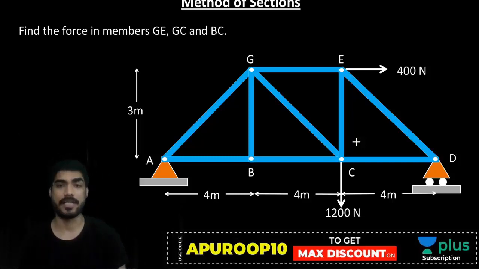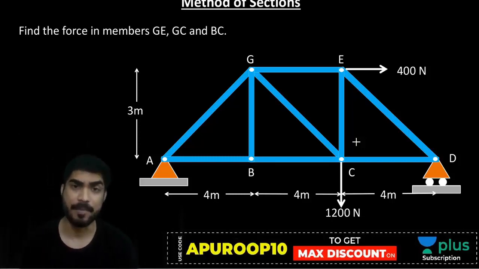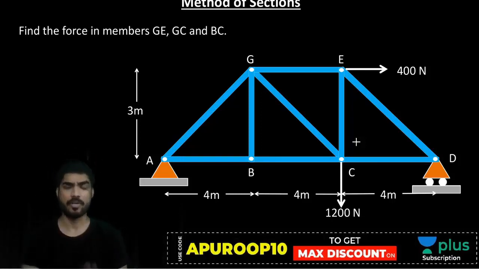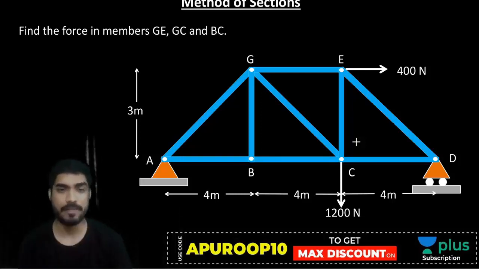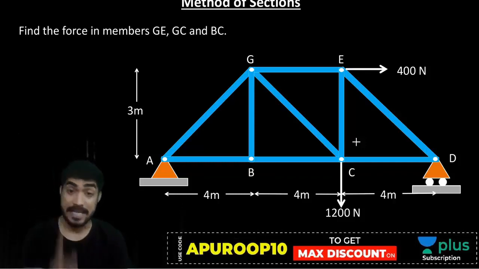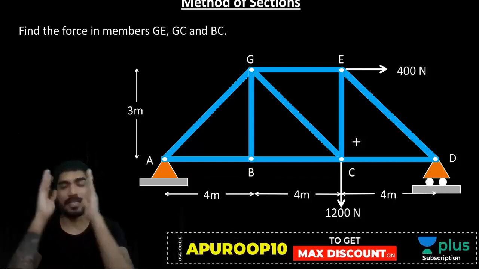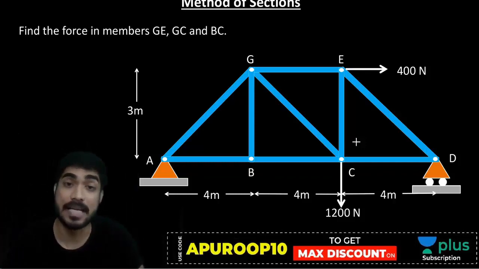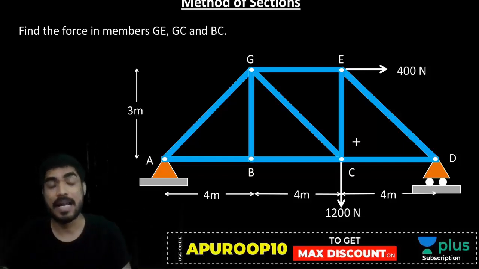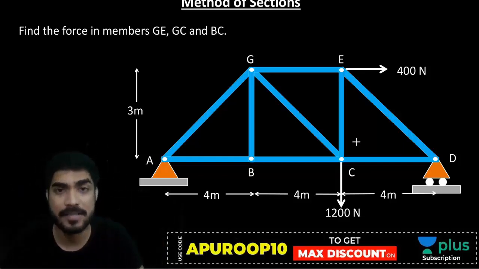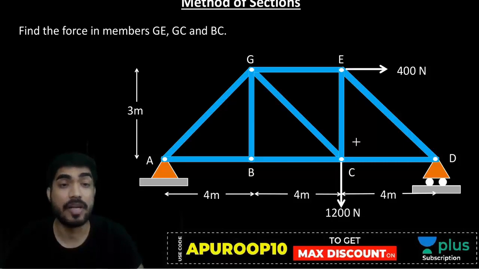In the method of sections, if you want to find the force in any member, you just cut that member. And how will we cut that member? We take a section, a plane, and divide the truss into two parts. So let's say we need to find the force in members GE, GC and BC.